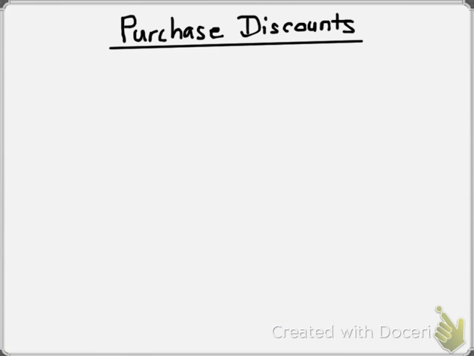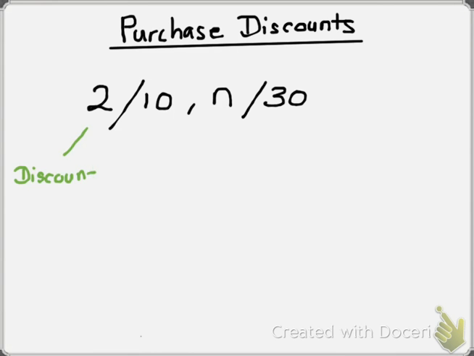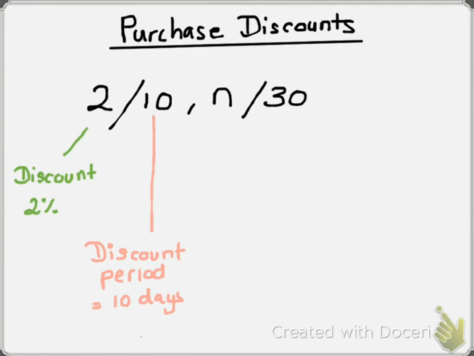In industry, purchase discounts have a particular way that they're stated. You're going to see a purchase discount written out this way. This would be 2/10, n/30. Let's take a look at what it would mean. The first number, the 2, is a discount amount. So 2 means you're going to receive a 2% discount during the discount period. The second number, the 10, is the discount period, which is 10 days. So you get a 2% discount if you pay within 10 days.